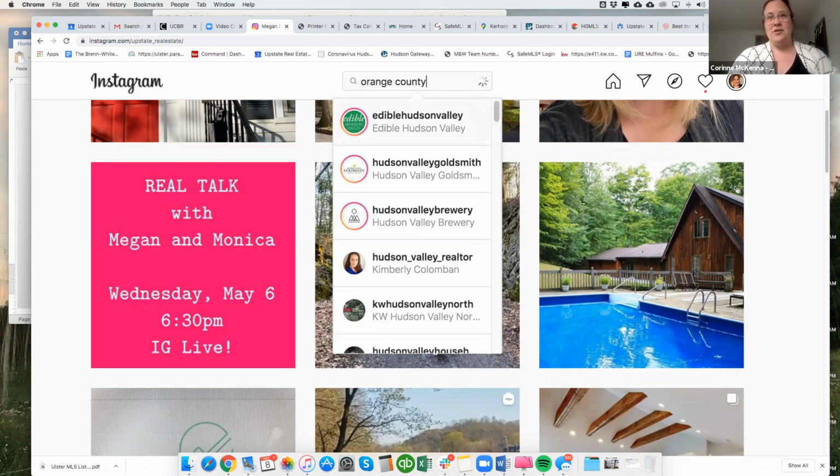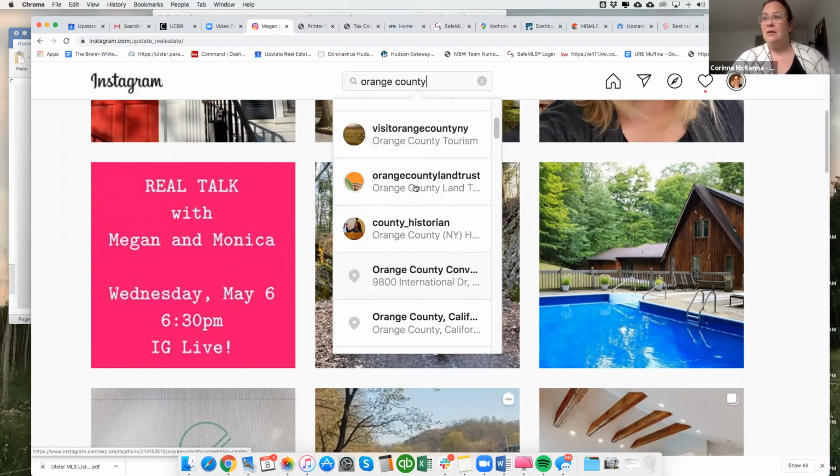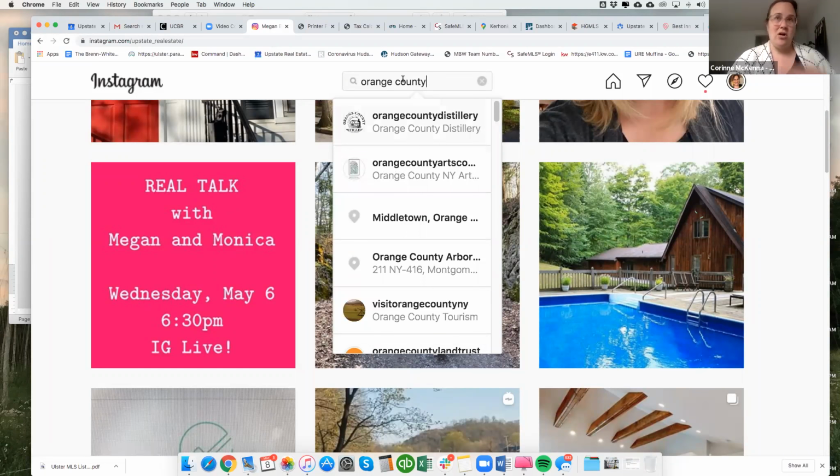So we looked at like Orange County. Okay, so this is better. There's a few that have Orange County. Now when I type in Orange County, I get Middletown, I get Visit Orange County, New York, all of these things. What this means to me as a writer is that none of this is based on the captions, right? So you do not have to worry about search engine optimization based on your captions. You do have to worry about that with your name.